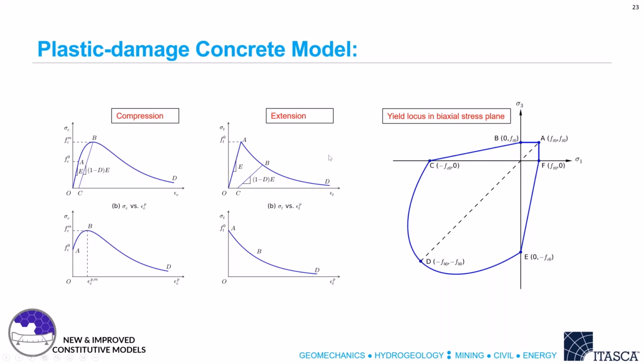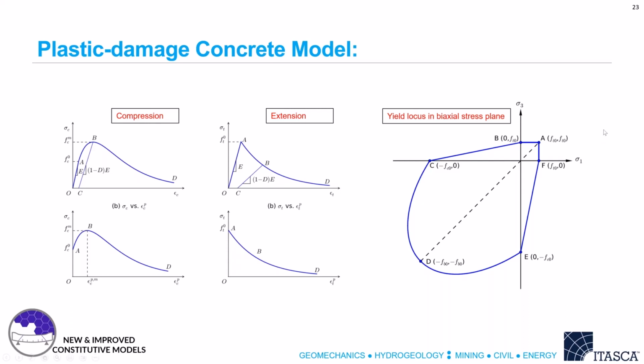And the second column is the uniaxial extension behavior. The difference between the compression and extension is that in compression we have hardening and then softening, but in the extension direction we usually have strength softening immediately after peak strength.